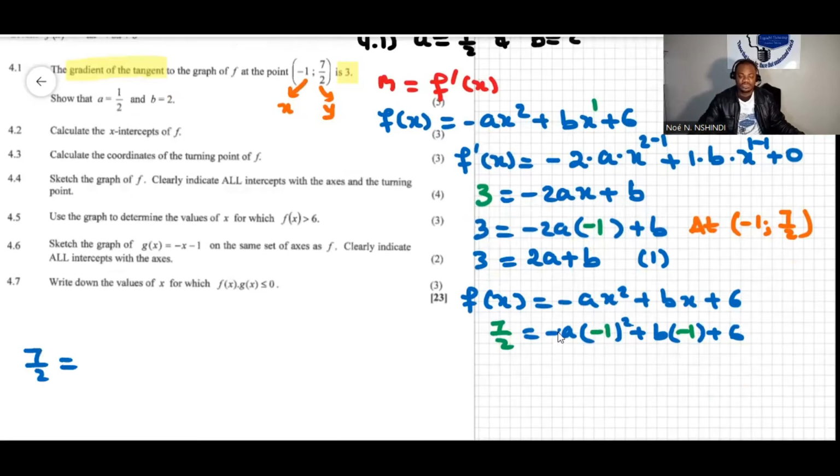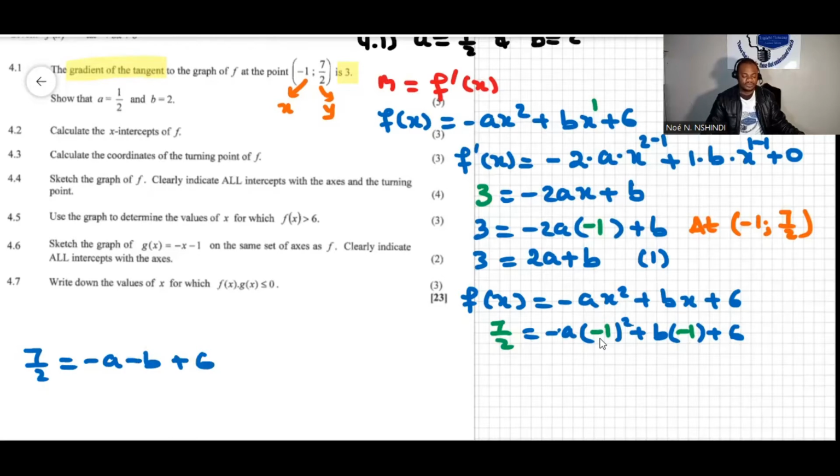Please don't say -a times -1. No, because there's a bracket here. There is an order of priority. So we do (-1) to the power of 2, which is 1. -a times 1 is -a. And then b times -1 makes -b. And then plus 6.